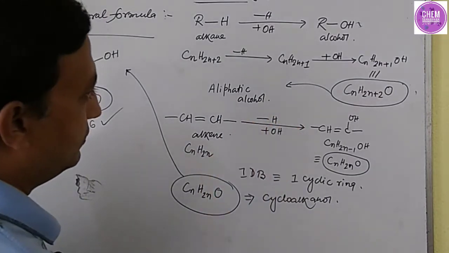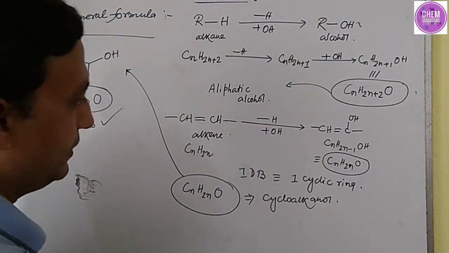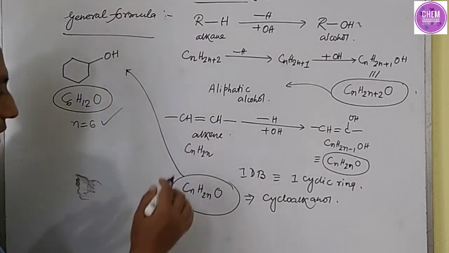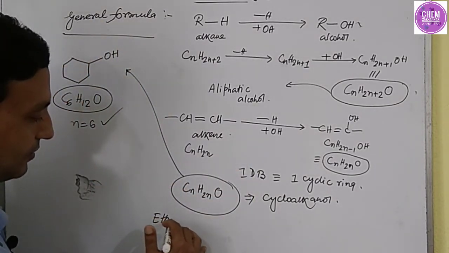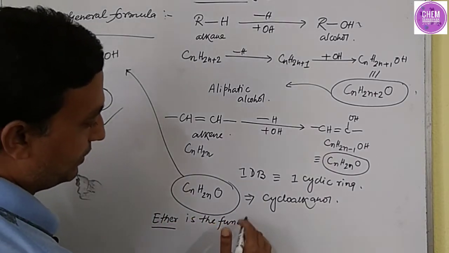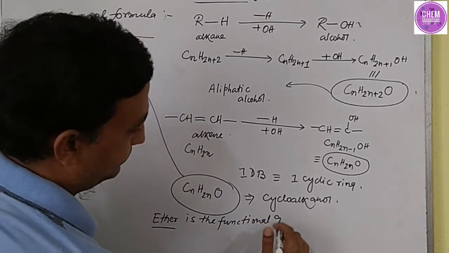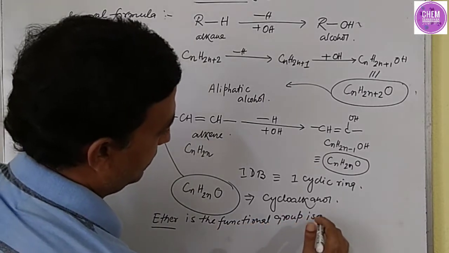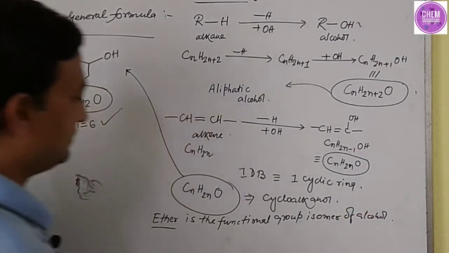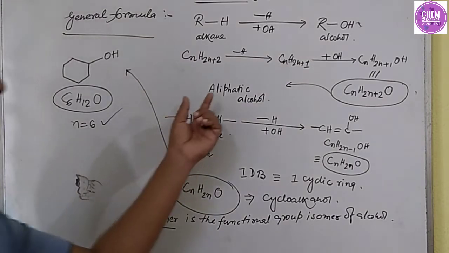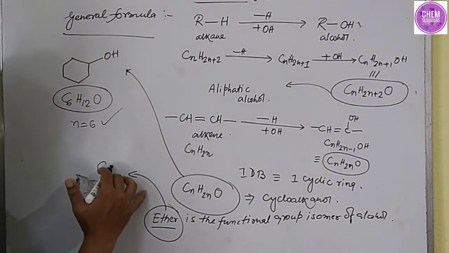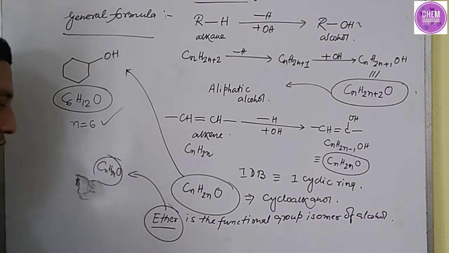Again, the next question from the first part of the video: what is the general formula of ether? Now, ether is the functional group isomer of alcohol. So it should have the same formula as the alcohol, that is the aliphatic alcohol, which means ether has the general formula CnH2n+2O.